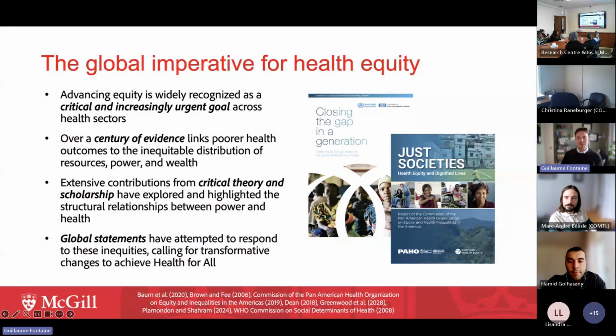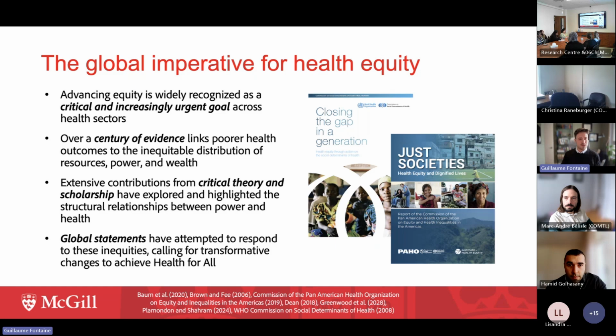So the global imperative for health equity is, I would say, something that started more than 20 years ago. There were a number of position statements from the Pan American Health Organization, the WHO, Commission on Social Determinants of Health, and a range of other position statements that recognize improving health equity as a critical and increasingly urgent goal across different health sectors. And really, we have over a century of evidence that links poor health outcomes to the inequitable distribution of resources, power, and wealth in society.